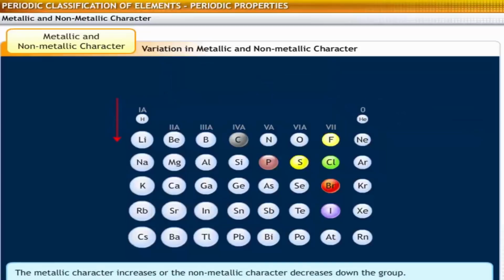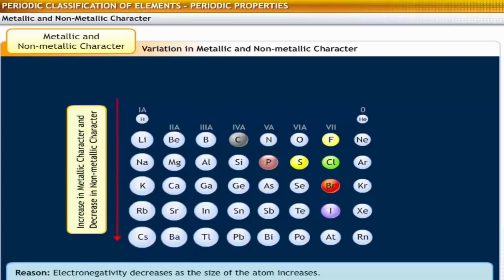Down the group, the metallic character increases, or the non-metallic character decreases. This is because the increase in the atomic size decreases the electronegativity, which increases the metallic nature or decreases the non-metallic nature.